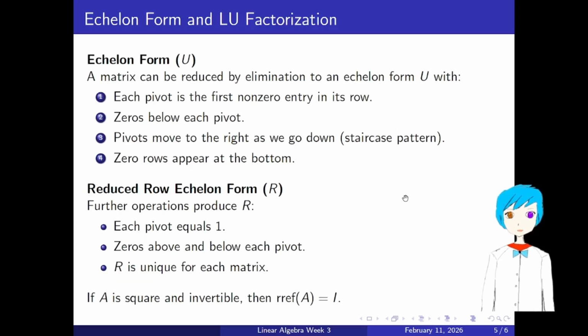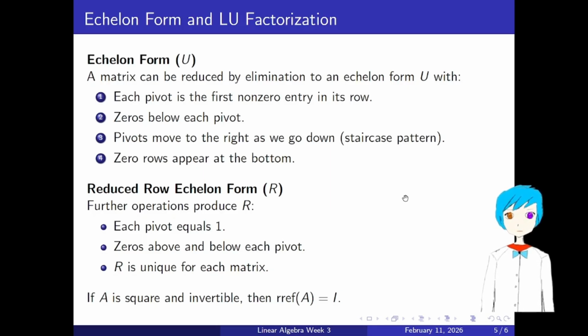Given a matrix, we then introduce its echelon form. A matrix can be reduced by elimination to an echelon form, where each pivot is the first non-zero entry in its row. Zeros are below each pivot. Pivots move to the right as we go down. So this is why it's called the echelon form. Zero rows appear at the bottom. Maybe there is no zero row, of course.